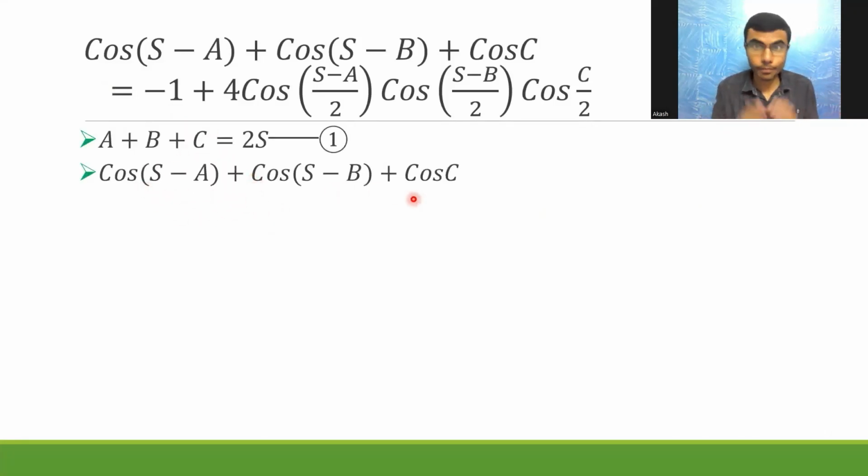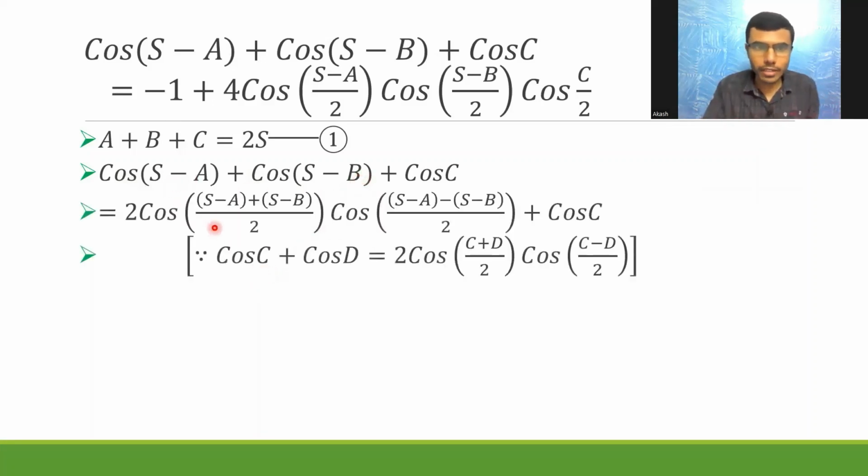This is my LHS. Now, if you'll observe the first two terms, cos of s minus a plus cos of s minus b, this is of the form cos C plus cos D. What is cos C plus cos D? 2 cos C plus D by 2 cos C minus D by 2. So in place of C and D, I have s minus a and s minus b. So this is what I would get: 2 cos of s minus a plus s minus b by 2 cos of s minus a minus s minus b by 2 because of this formula. And plus cos c is anyways there.